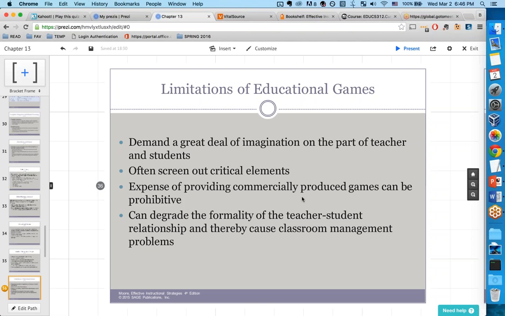So some of the educational games are commercially produced, and they may be expensive, or they may not even be very educational. So when you use educational games all the time in the classroom, you may even lose or degrade your formality of teacher-student relationship, or you may have some classroom management problems or discipline issues arising when educational games are played.